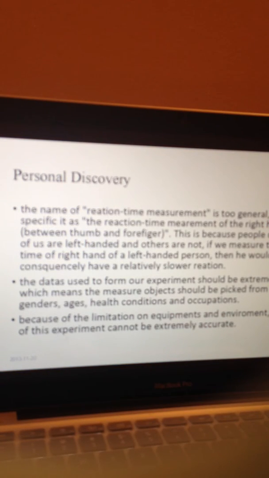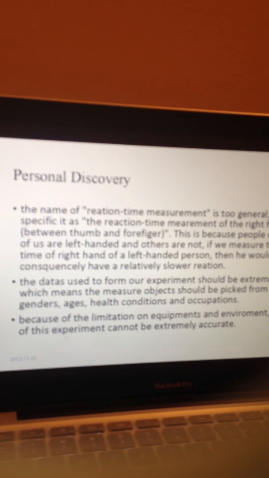And here's some personal discovery. The name of reaction time measurement is too general. We should specify it as the reaction time measurement of the right hand between thumb and forefinger. This is because people differ. Some of us are left-handed and others are not.